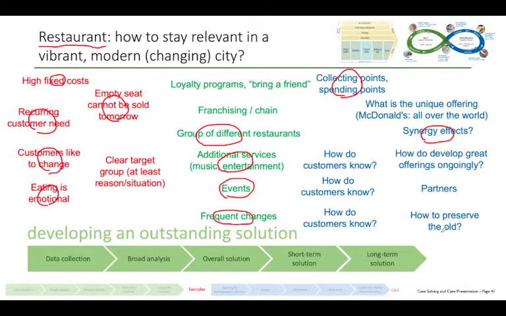I believe that the restaurant somehow must preserve the old. We cannot reinvent the whole restaurant every 10 years. So how can we balance, or what is the right balance between preserving the old and bringing in new things? And again, here we have to answer certain questions in detail, like how often do we change it?